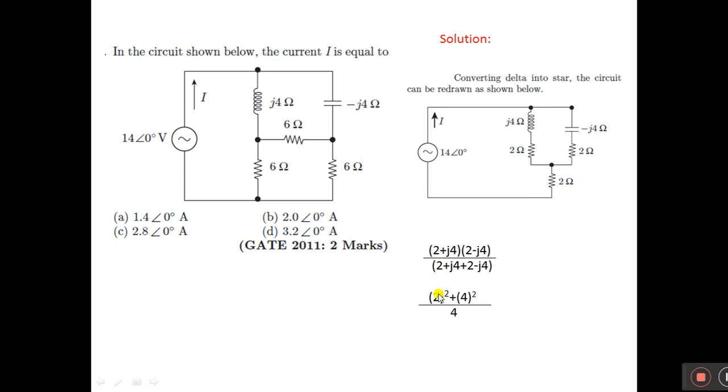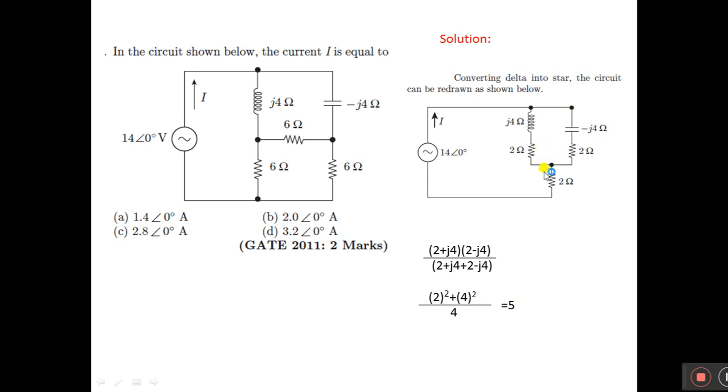This is 2 square, and here j is there. j square equals minus 1. So minus 1 into minus 1, plus 4 into 4, 4 square. And here j4 and minus j4 cancel. 2 plus 2 equals 4. So 4 plus 16, 20. 20 divided by 4 is 5. So this equivalent value is 5.